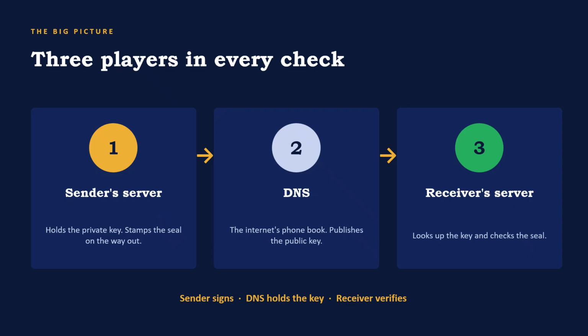The first is the sender's mail server, which holds the private key and applies the digital signature. The second is the domain name system, DNS, which serves as the public directory where the corresponding public key is published. The third is the receiver's mail server, which retrieves the public key from DNS and verifies the digital signature. The sender signs, DNS stores the key, and the receiver verifies the signature. These three components are essential to the DKIM process.